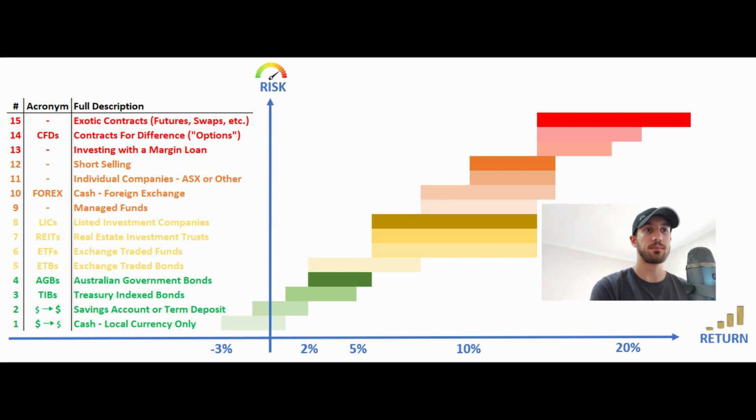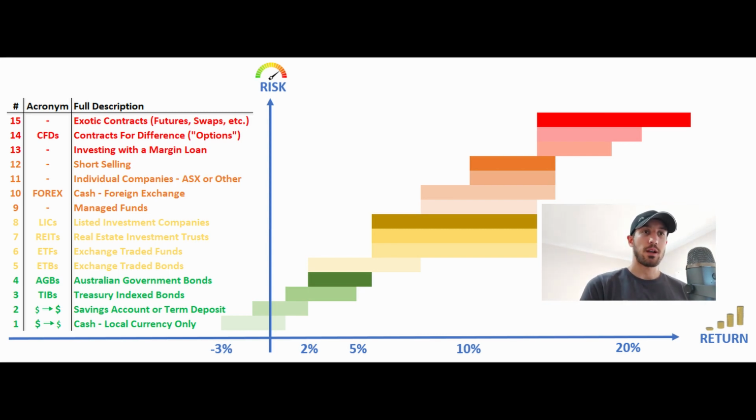Treasury index bonds are interesting, and there's something to look into because the return on them is also based on the inflation rate. So you're never going to lose money by investing in Treasury index bonds because you're always going to be ahead of inflation.